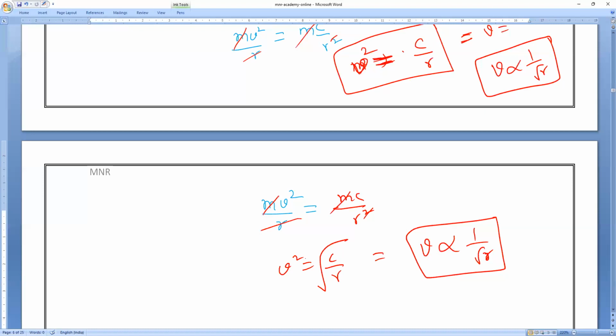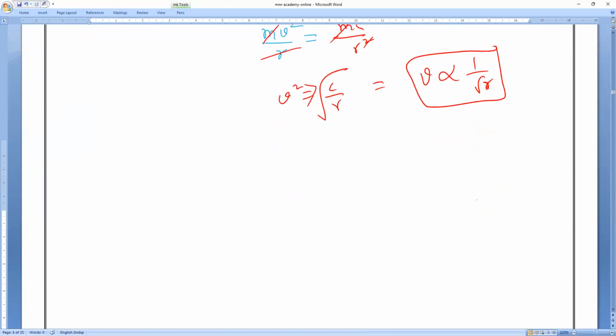Now you tell me, R value increases. So what will happen? Will the V value decrease or increase? R value is increasing, V value will decrease or increase? Both are inversely proportional. So if 1 by root R is increasing, V is decreasing. R keeps on increasing, V keeps on decreasing. So what will the graph be? The graph will go from maximum to minimum as R keeps on increasing.